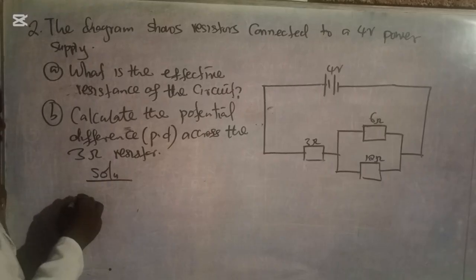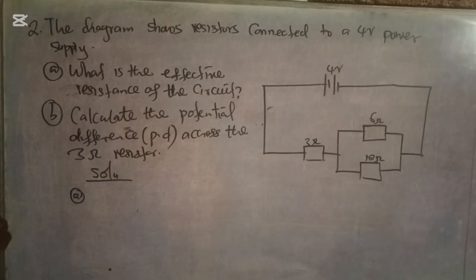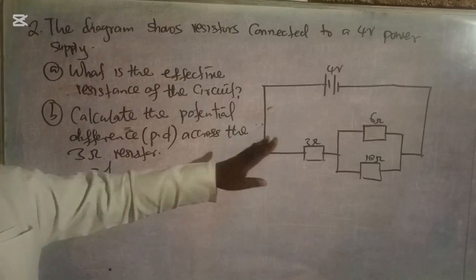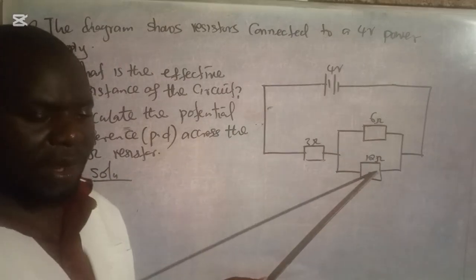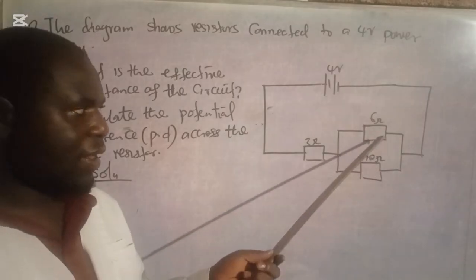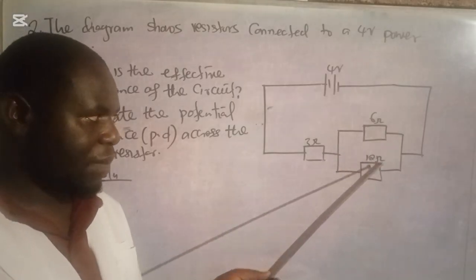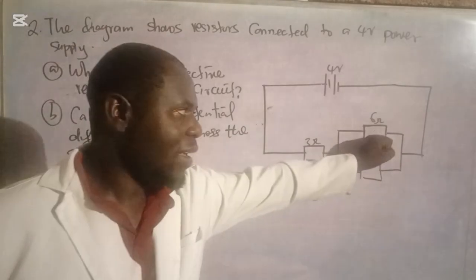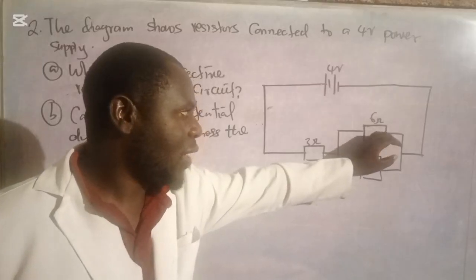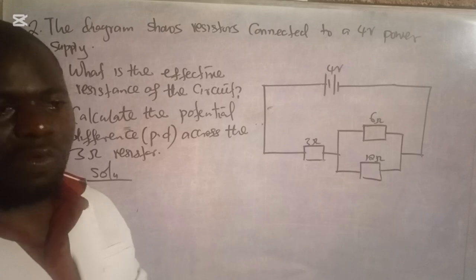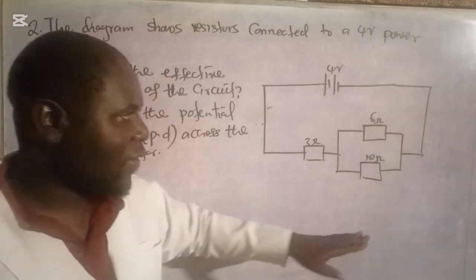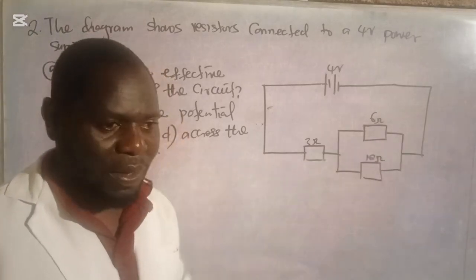Solutions. Question A. They wanted to find the total resistor here together. Since these two are in parallel, first we need to find the answer for these two, so it can have one answer here. Then this one and this one are going to be in series, which means we need to add. So we need to find first these two which are in parallel.